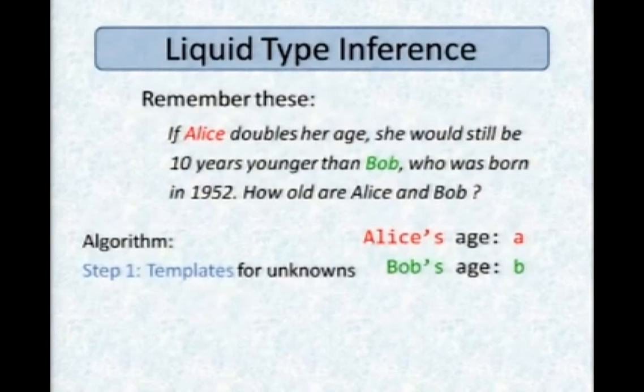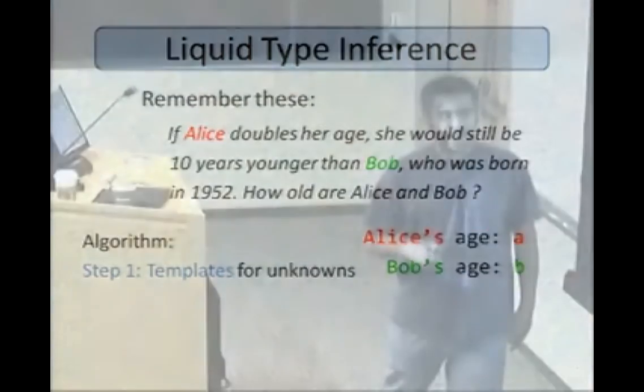So remember how these things work. These are not even high school math. If Alice doubles her age, she would still be 10 years younger than Bob, who was born in 1952. How old are Alice and Bob? Okay, so there's a standard trick for solving puzzles like this, which is in the first step, you introduce templates for the unknown. So we'll say Alice's age is A and Bob's age is B.